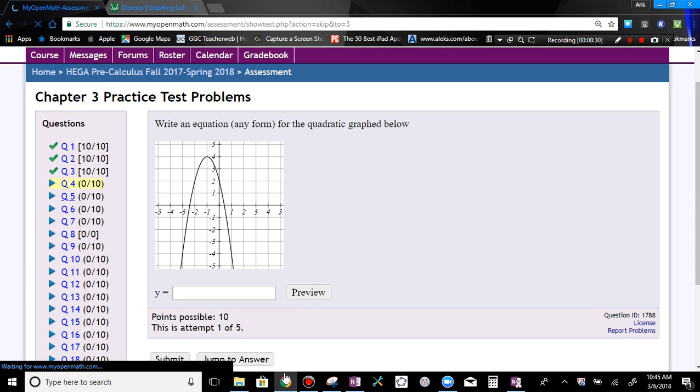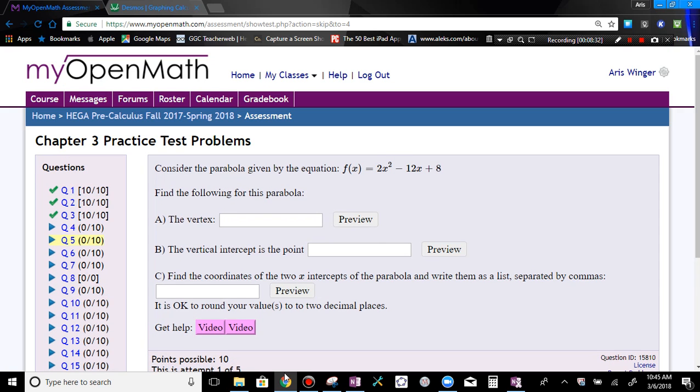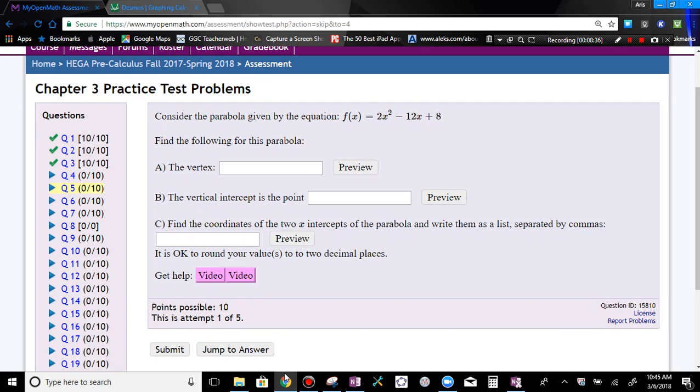Okay, 5. We're just going to flat out ask for the vertex, the vertical intercept. No one ever says vertical intercept, but the y-intercept, and find the coordinates of the two intercepts of the parabola and write them as a list separated with commas.